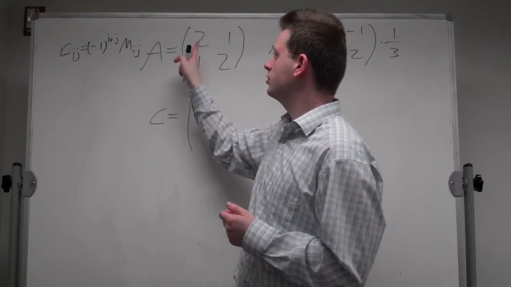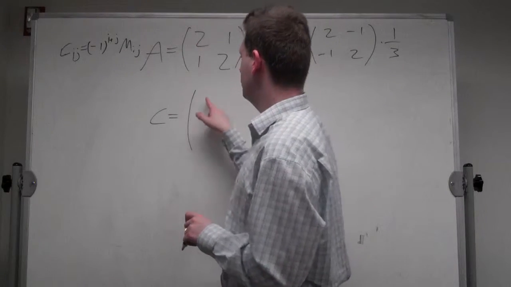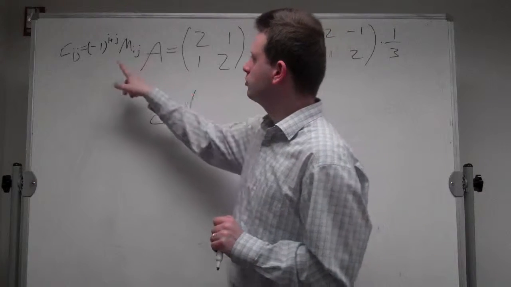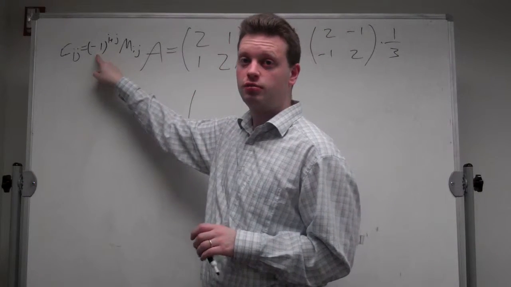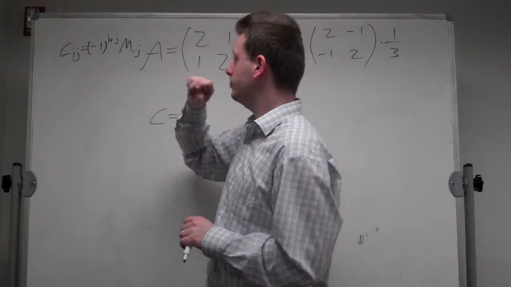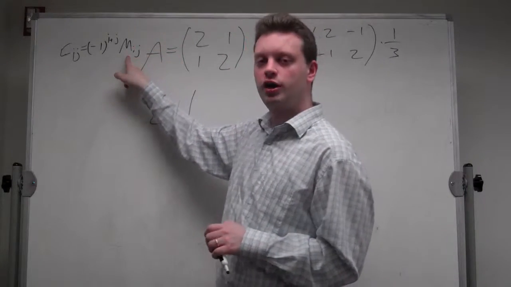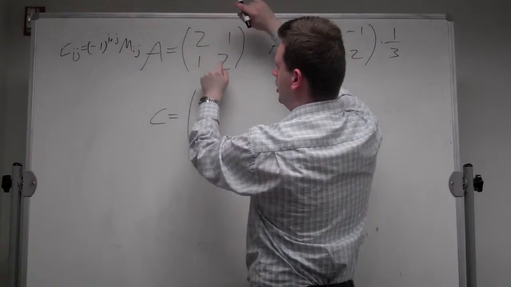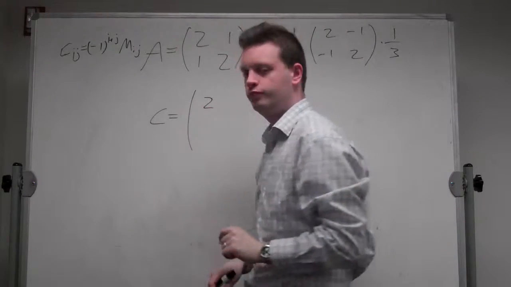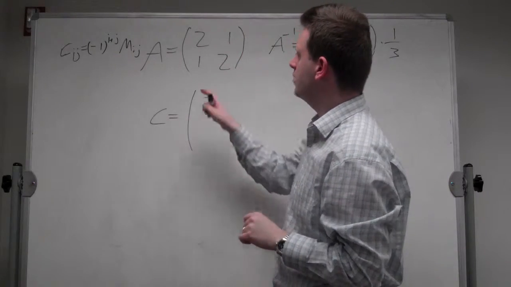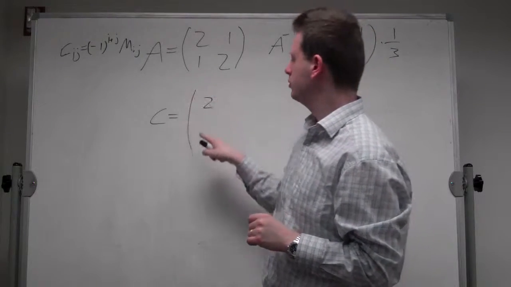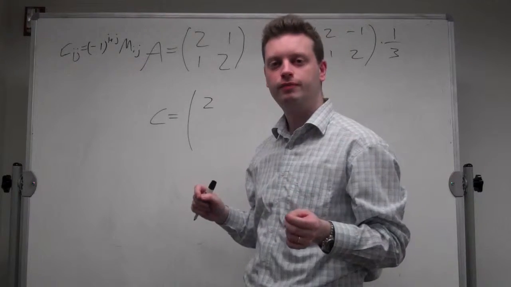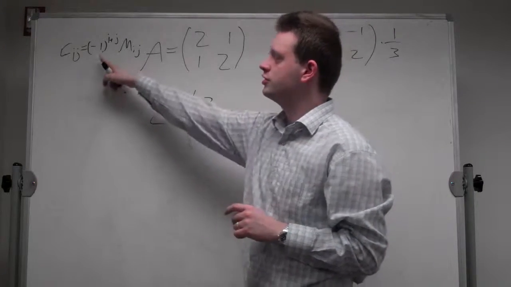So let's do that with this matrix. The first element is 1, 1, so there's no negative sign because it's an even number. So we need to find the minor. We delete column 1 and row 1, and we're left with the element 2. Now we can repeat that with the second element down here, and we know the indices are 2 and 1, so they sum up to 3, so there's a negative sign.